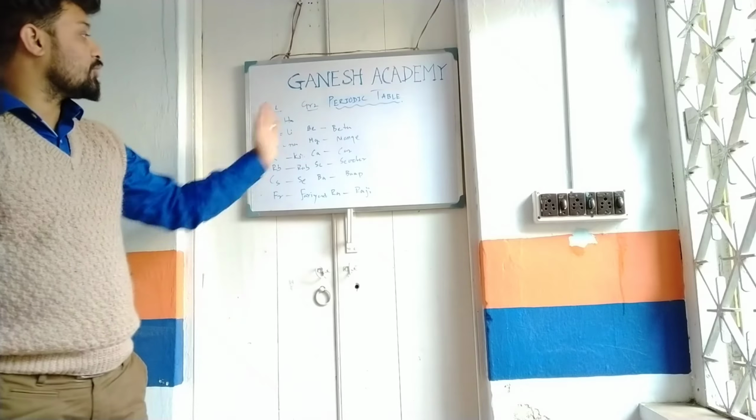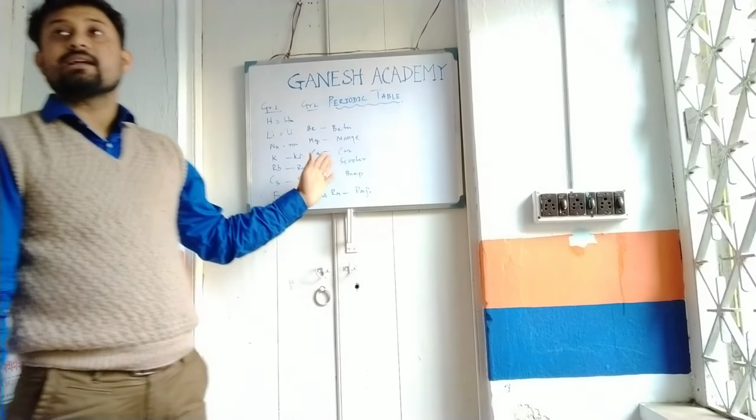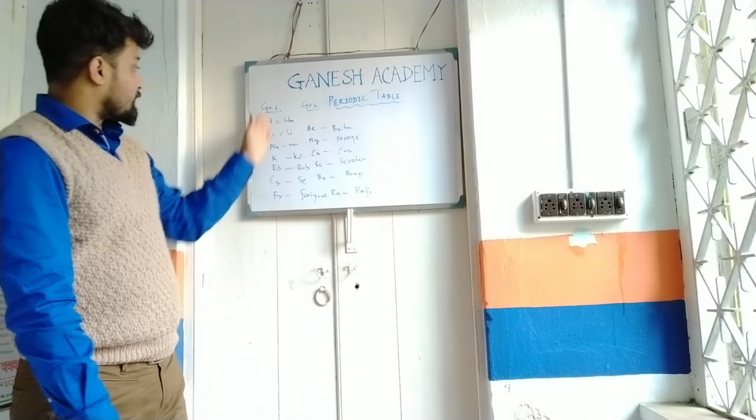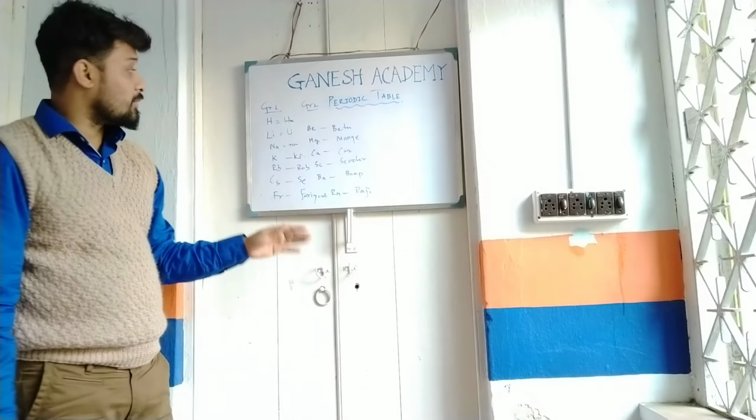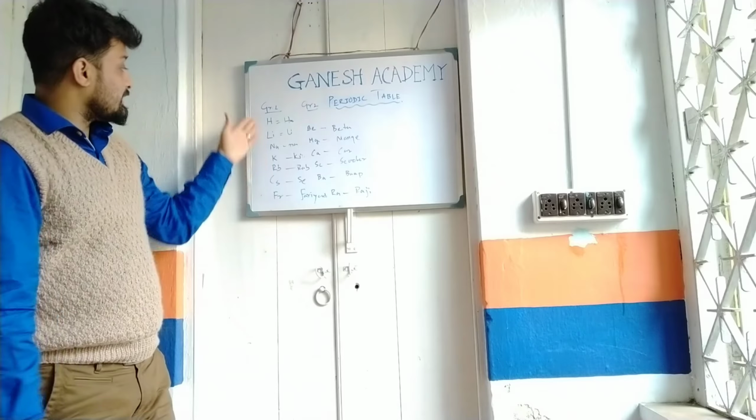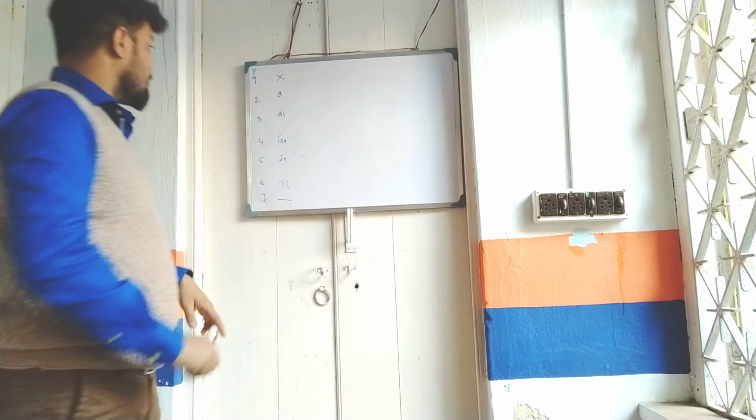Now, group 1 elements are called alkali metals and group 2 metals are called the alkaline earth metals. Why is this named so? They form alkaline solutions.